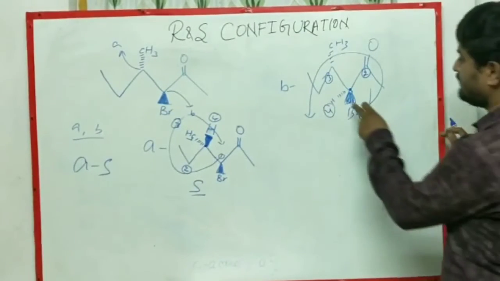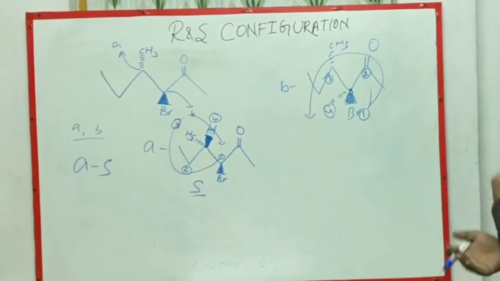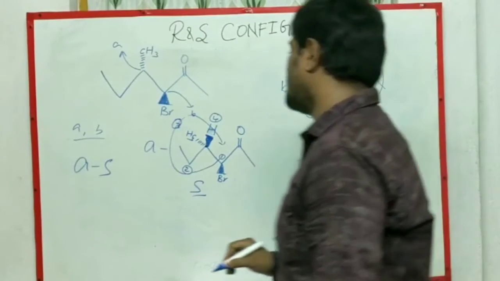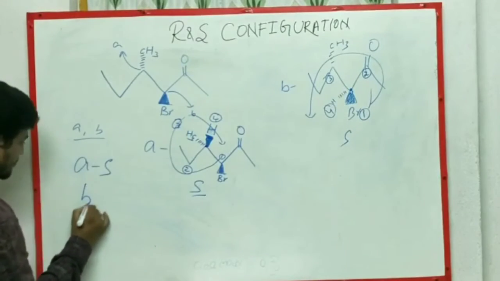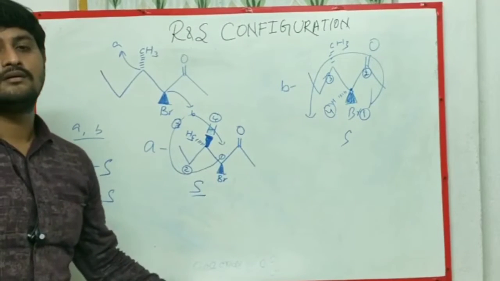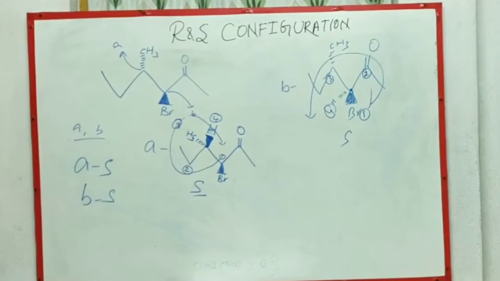Then 1, 2, 3 is anti-clockwise. And again, the fourth priority group is below the plane. There is no problem. Below the plane means same configuration, S. I mean A is S, B also S. Are you clear? Any type of example given like this, we can do this. What is R and what is S? Clear?